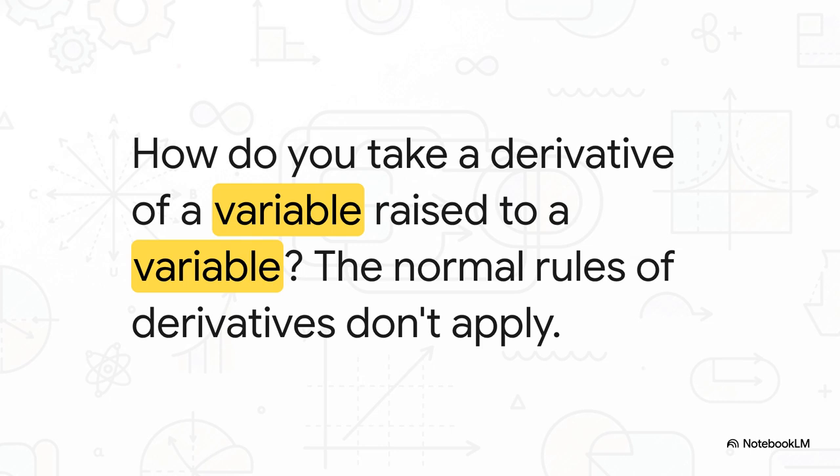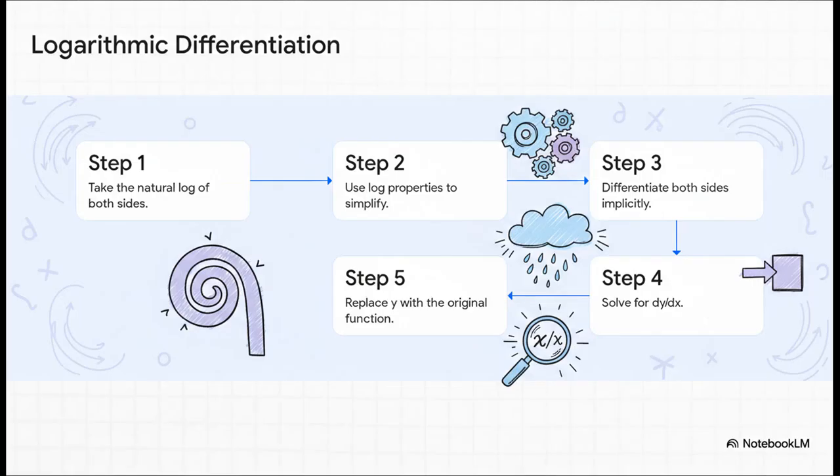Or are we? This is where logarithmic differentiation just swoops in and saves the day. Check out step 1. You just take the natural log of both sides. Why? Because it lets you use that amazing log property in step 2. You can bring that variable exponent right down to the front. And just like that, it's a multiplication problem, not a crazy exponent problem. From there, you just use the implicit differentiation we just learned to solve for dy/dx. It is such an elegant hack for turning an impossible problem into something totally manageable.